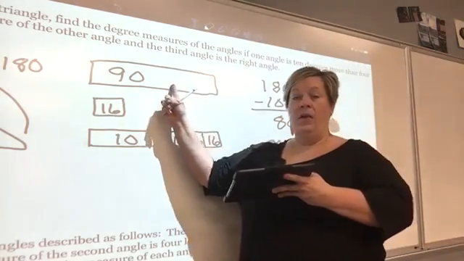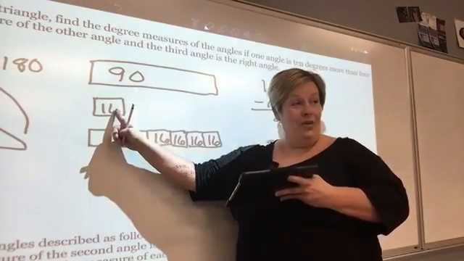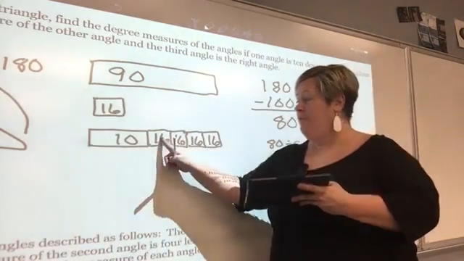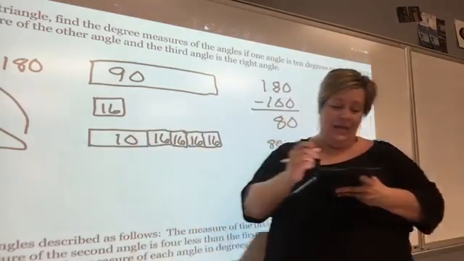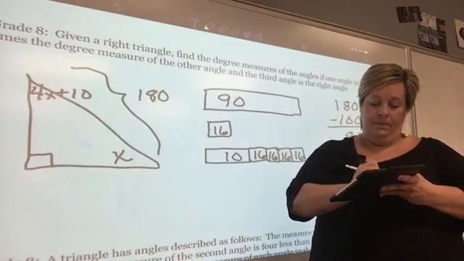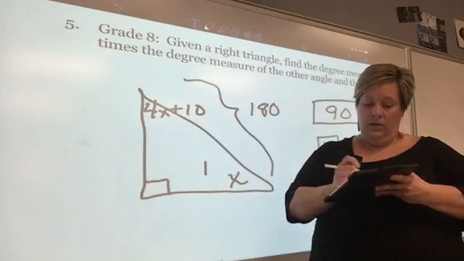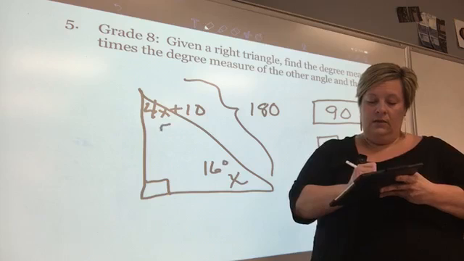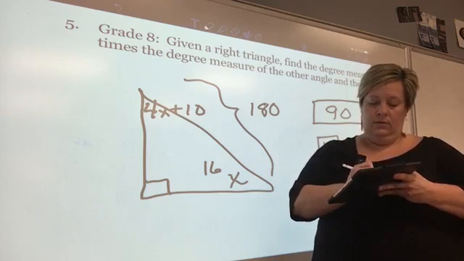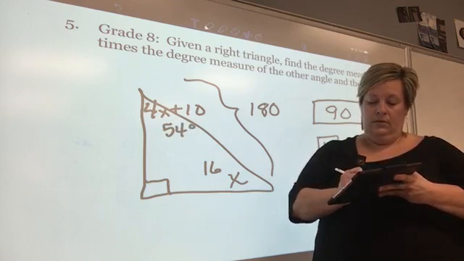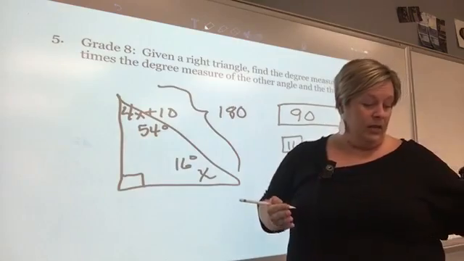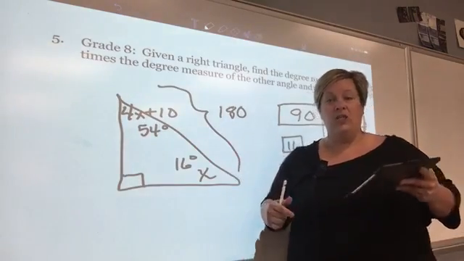So I have one angle that measures 90 degrees. I have one angle that measures 16 degrees. And then my other angle is going to be 4 16ths plus 10 to give us a total of 54. So our angles are 16 degrees and 54 degrees. And there we go. Again, if we wanted to solve it algebraically, we could set it up using an algebraic equation to show how the tape diagrams work.